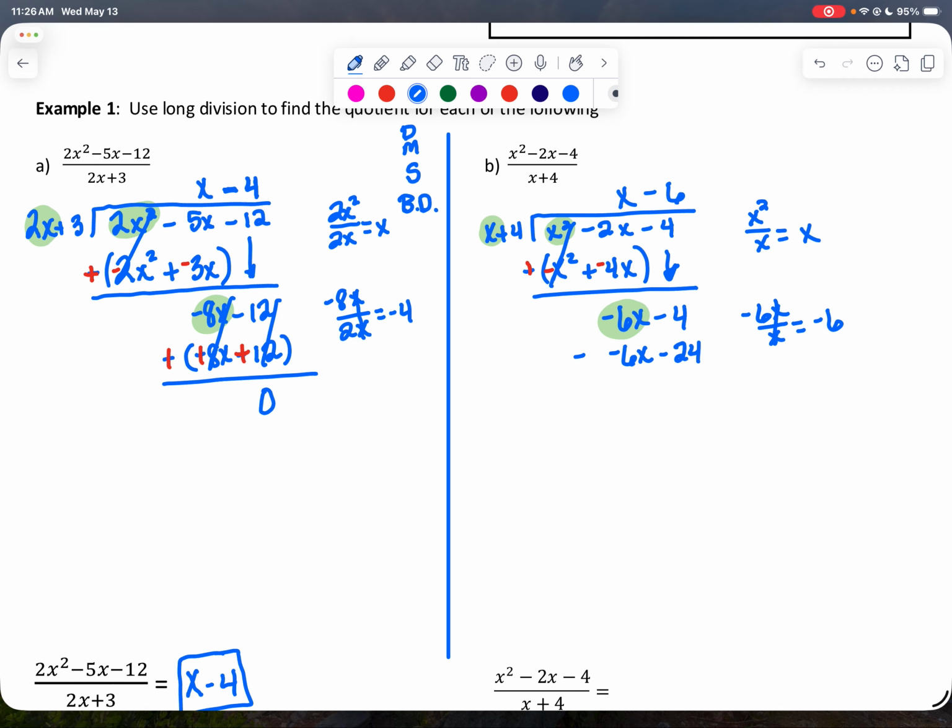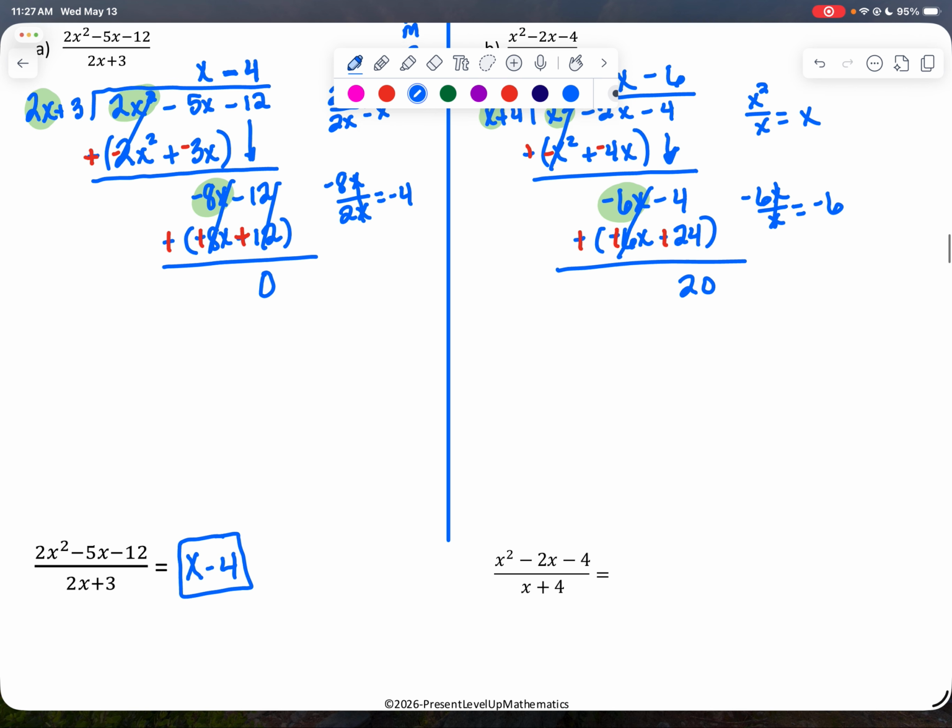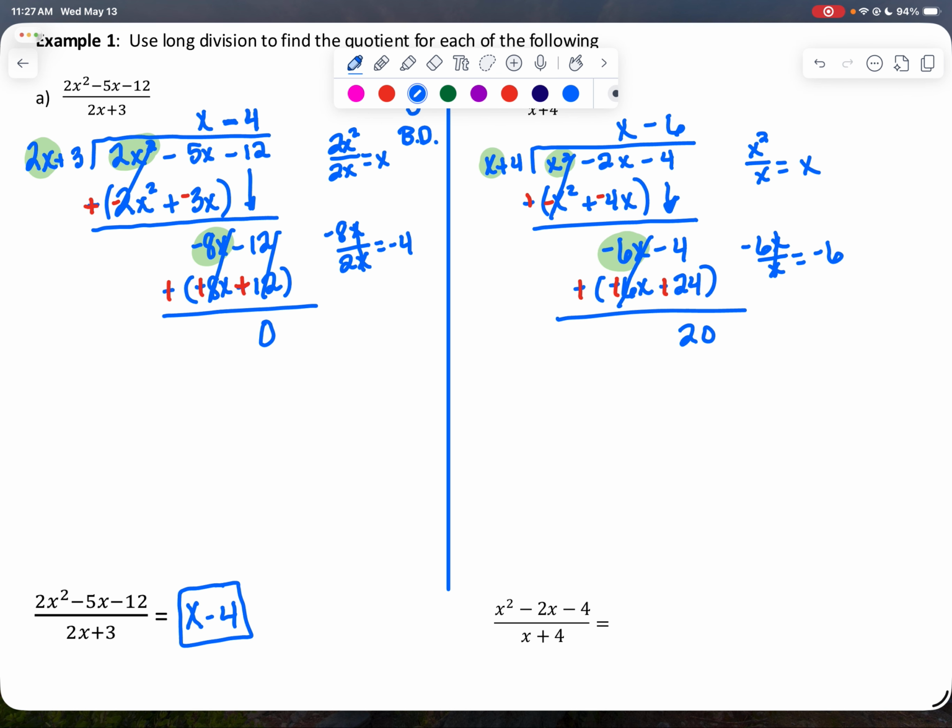Our next step is subtract. So I'm subtracting this entire expression, which becomes plus, plus, plus. So this zeroes out. Negative 4 plus 24 is positive 20. Now, x will not go into 20, so that means this is our remainder. So our quotient of x squared minus 2x minus 4 divided by x plus 4 is x minus 6 plus our remainder of 20 over our divisor, x plus 4. So if you get a remainder, you just take it and write it over your divisor.